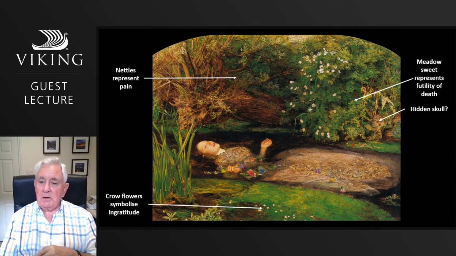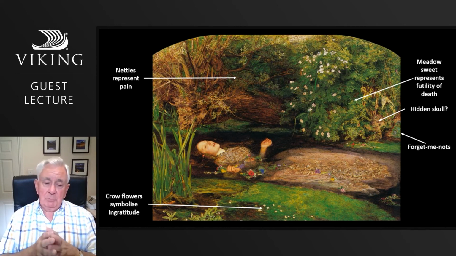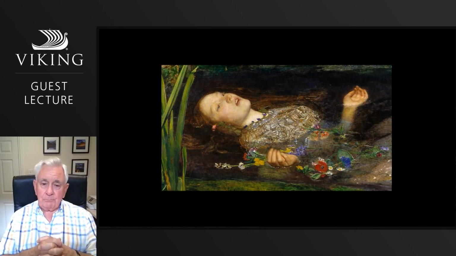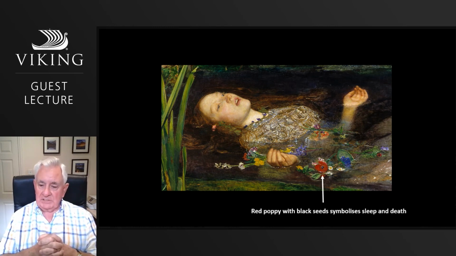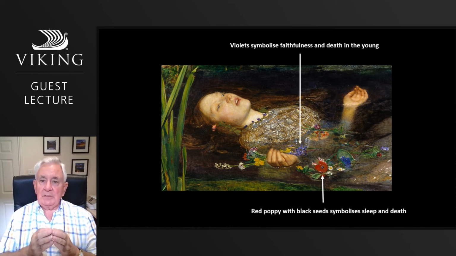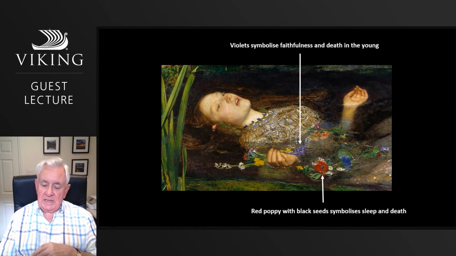There's other things there. There's forget-me-nots. But if we look in close-up at some of these flowers there, red poppy with black seeds, that symbolises sleep and death. And we have violets. They symbolise faithfulness and death in the young.